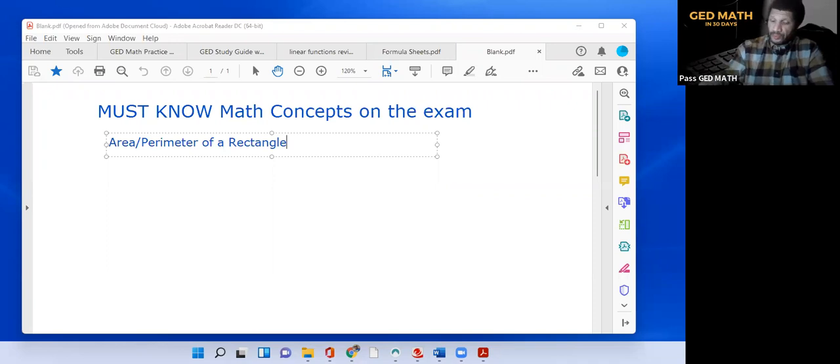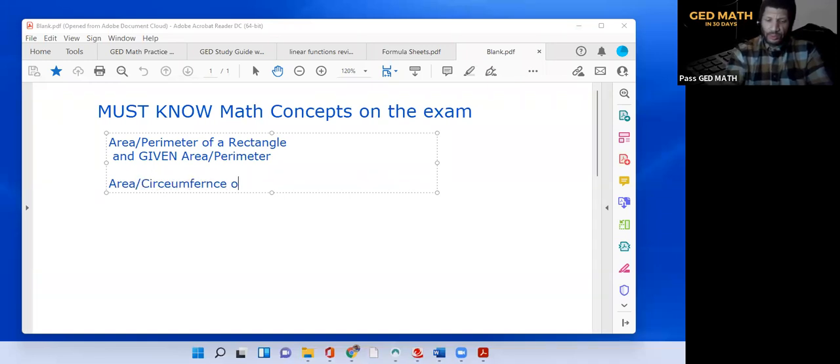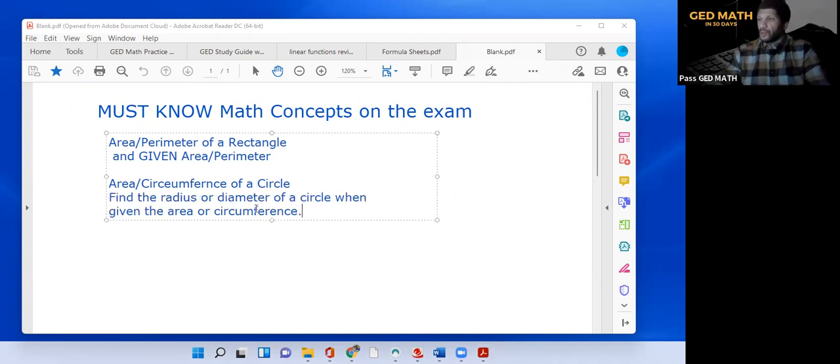Almost on every single exam. Also, the area and circumference of a circle. Find the radius or diameter of a circle when given the area or circumference. Guaranteed.